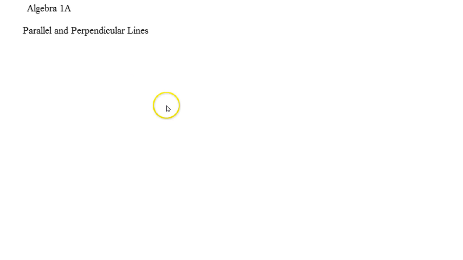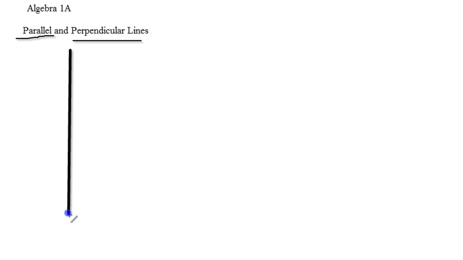Alright, welcome you guys. Today we'll be talking about parallel and perpendicular lines and a couple things you do need to know. Parallel lines and perpendicular lines are both types of lines that cross or don't cross in the coordinate plane. So let's just talk about the nature of both real fast.